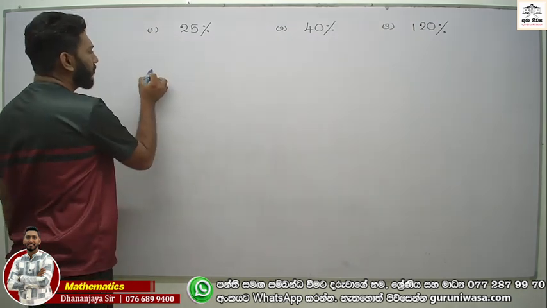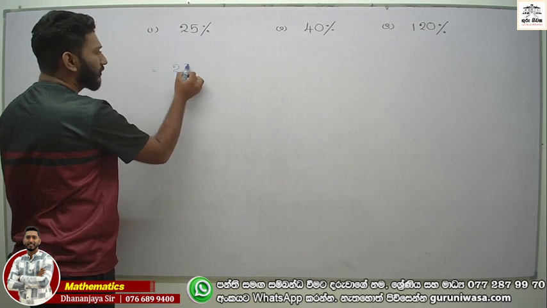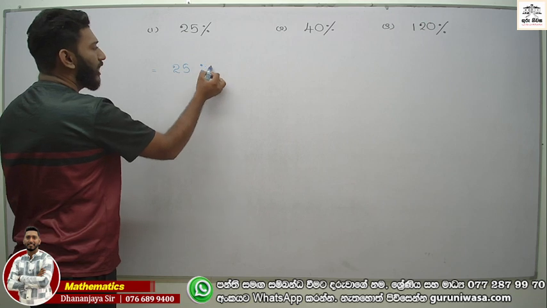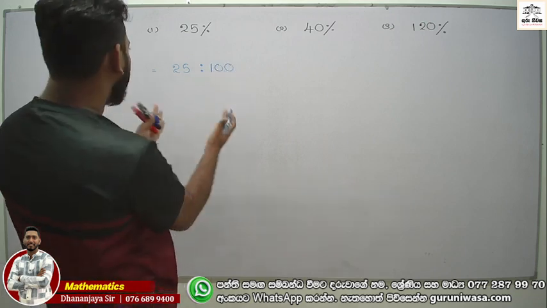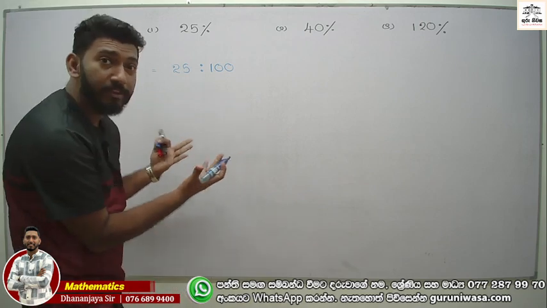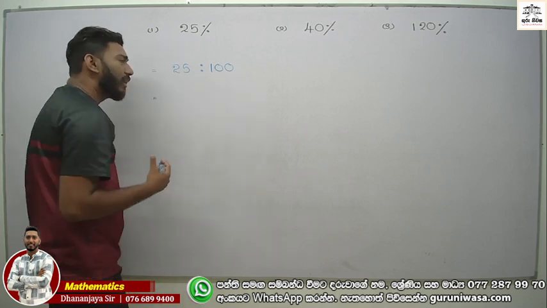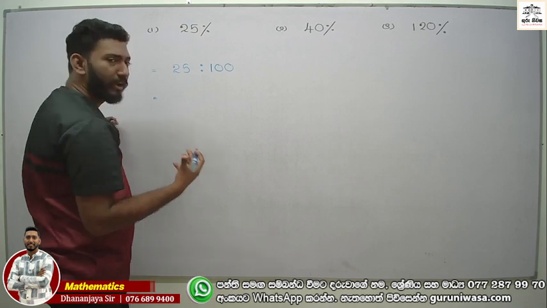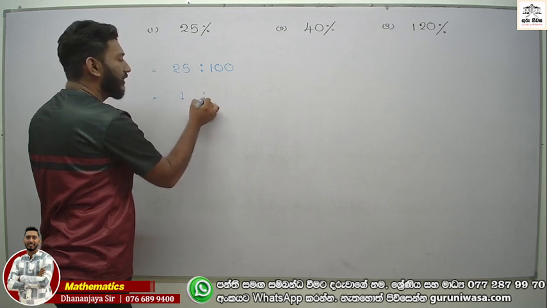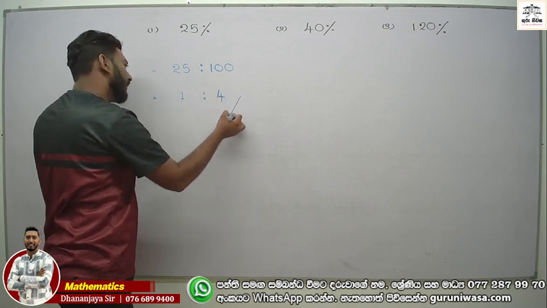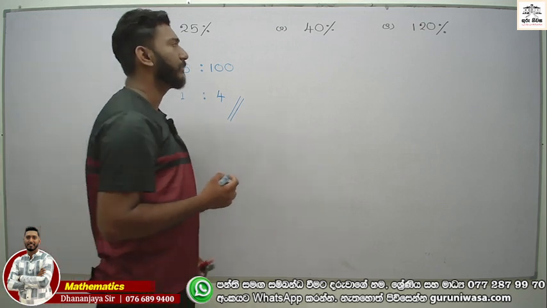Now let's see how to do that. 25% means 25 to 100. Now 25 and 100, and you know we can simplify. How? Both numbers we can simplify with 25, because 25 times 1 as well as 25 times 4 is 100. The answer is 1 to 4.